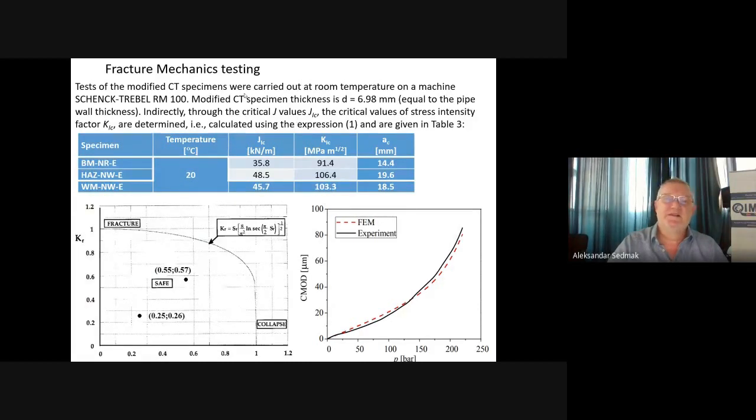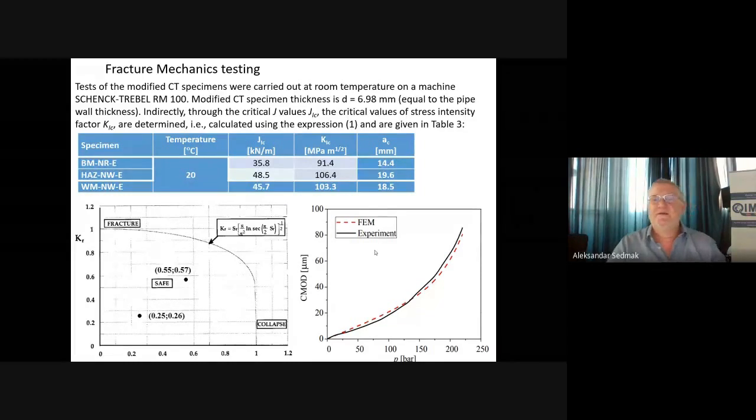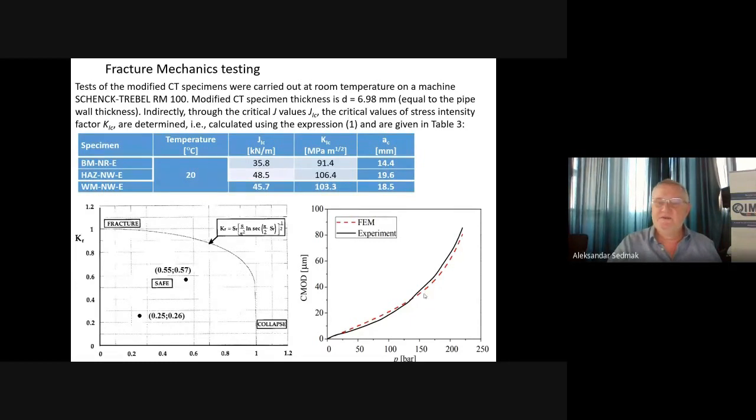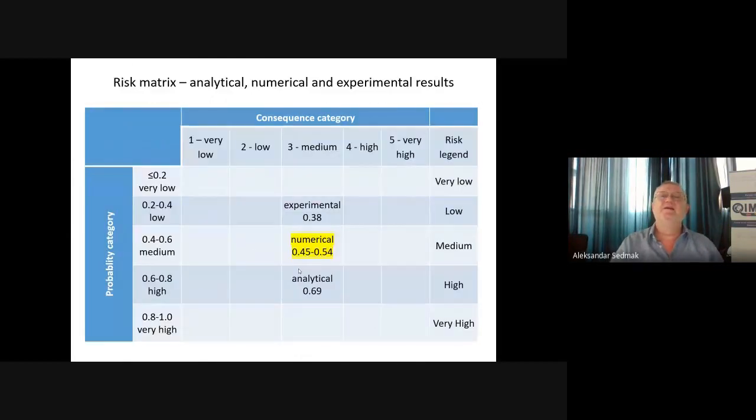Some of the results are presented here. You can see that we once again applied this failure assessment diagram to analytically assess risk. And you can see once again some operating points. In this case, we also have some results for the finite element method and for the experiment. They are in good agreement. And then we compare them.